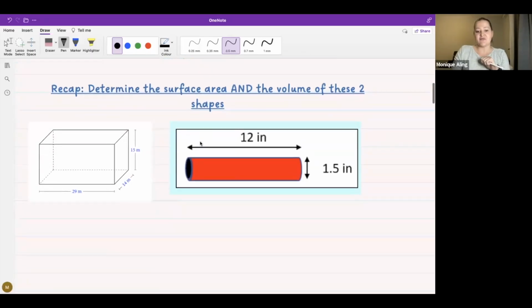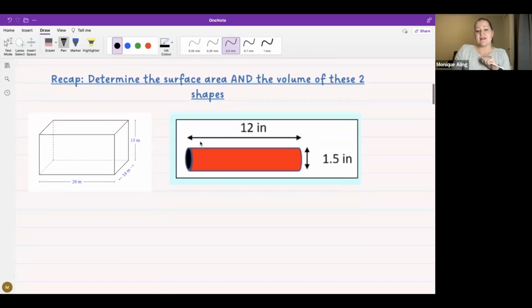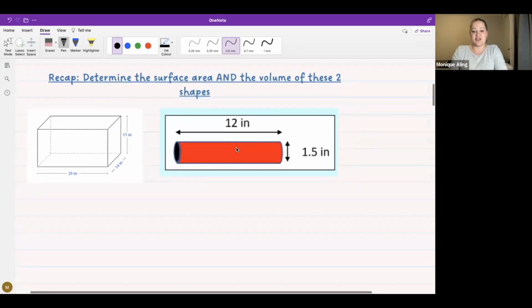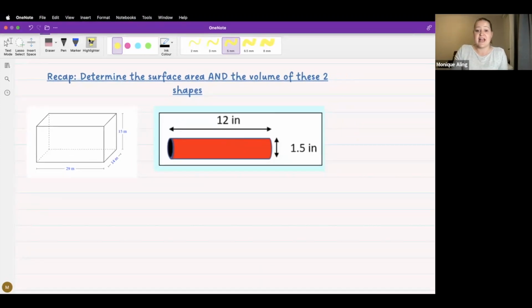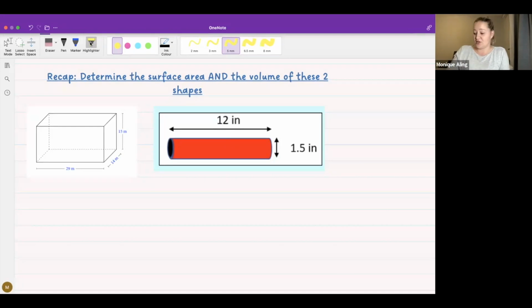So I just want to do a quick recap. When we did our last lesson, surface area and volume, we looked at two particular shapes. We looked at a rectangular prism and a cylinder. So for the first part of this lesson, I just want you guys to try work out the surface area as well as the volume of these two shapes.